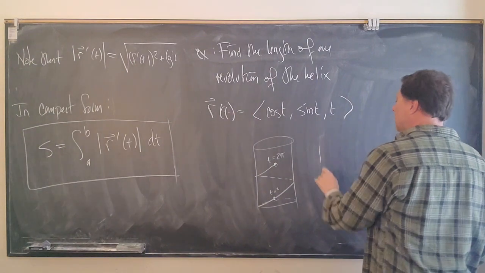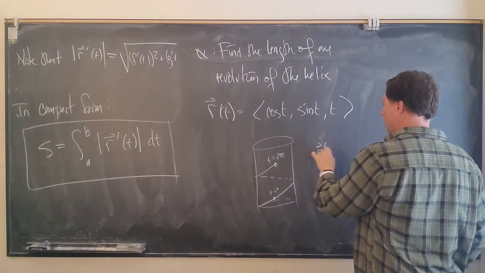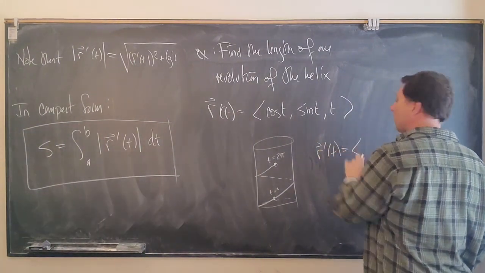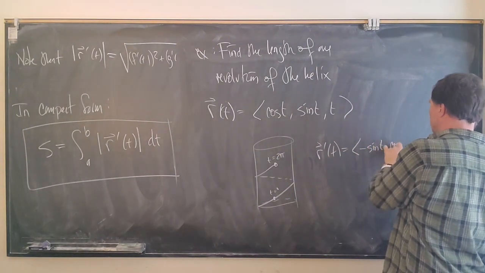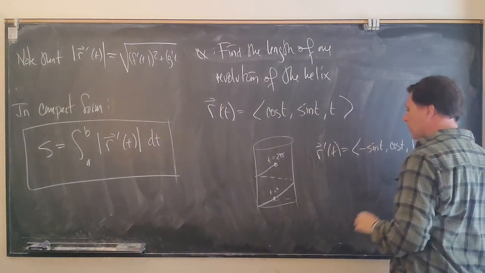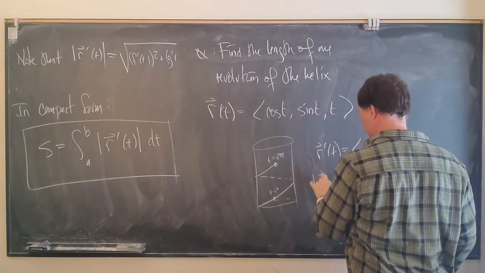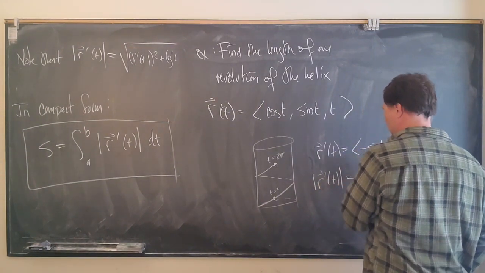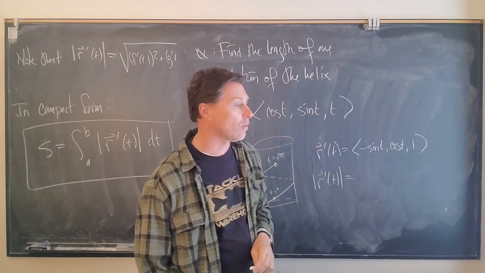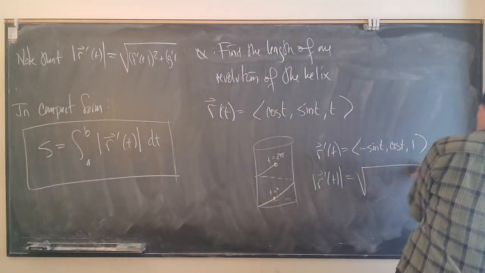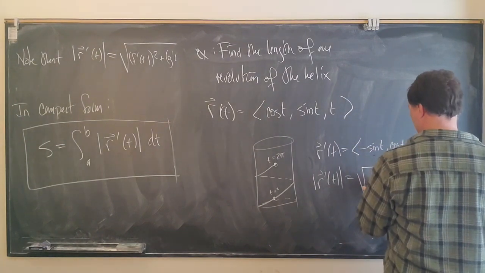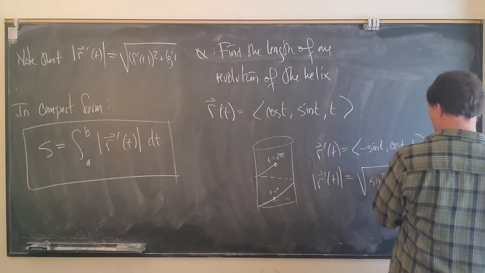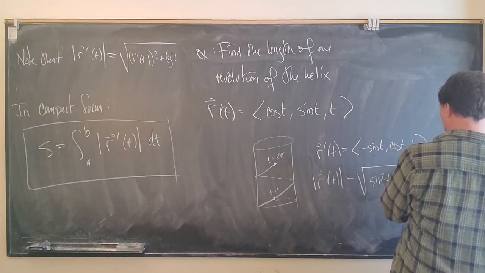Okay, so now what we need is r prime of t. To do that, you just compute the derivative. So minus sine t, cosine t, 1. And then the length of r prime, so that's going to be the square root of minus sine t quantity squared, so that'll be sine squared t, plus cosine squared t, plus 1.